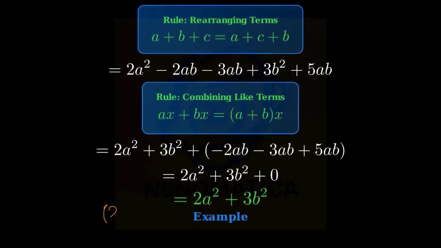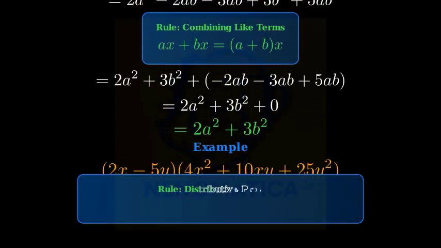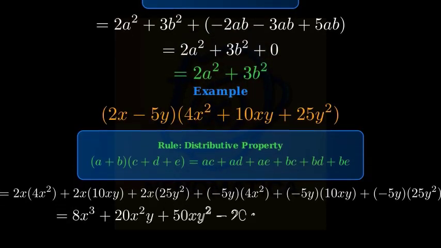We have (2x minus 5y) times (4x squared plus 10xy plus 25y squared). Let's apply the distributive property again. We multiply each term in the first parenthesis by each term in the second parenthesis. First, 2x times 4x squared gives us 8x cubed. 2x times 10xy gives us 20x squared y. 2x times 25y squared gives us 50xy squared.